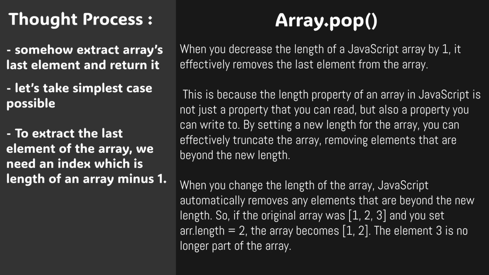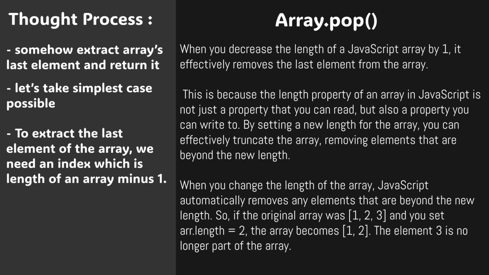By setting a new length for the array, you can effectively truncate the array, removing elements that are beyond the new length. When you change the length of the array, JavaScript automatically removes any elements that are beyond the new length. So, if the original array was 1, 2, 3, and you set array.length equals 2, the array becomes 1, 2. The element 3 is no longer part of the array. So now all the missing pieces are here.